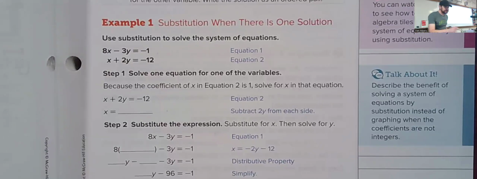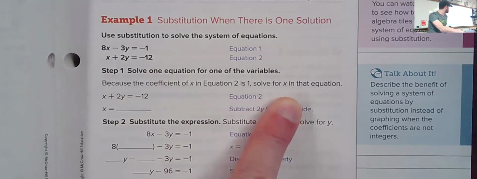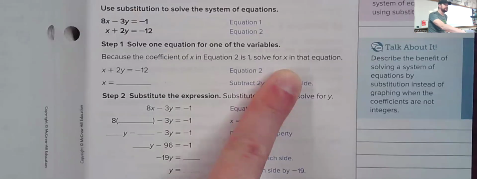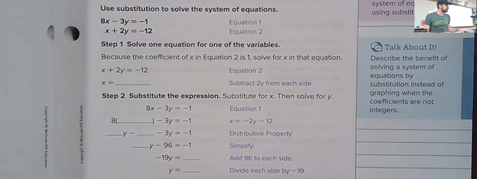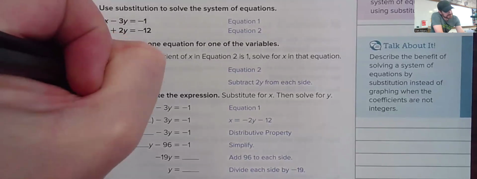So because the coefficient of x in equation 2 is 1, solve for x in that equation. That's going to be the most straightforward way to use substitution. If you don't already have a variable by itself, and one of the variables has a coefficient of 1, meaning there's no number in front of the variable, that's the one you should be getting by itself. So if you subtract 2y from each side, you get x equals negative 2y minus 12.